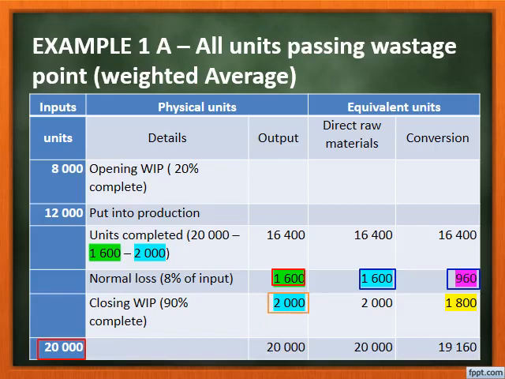For the closing work in progress, all 2,000 units were allocated in direct raw materials. However, they were only 90% converted. Hence, 1,800, that is 2,000 units times 90%, are allocated in the conversion column.